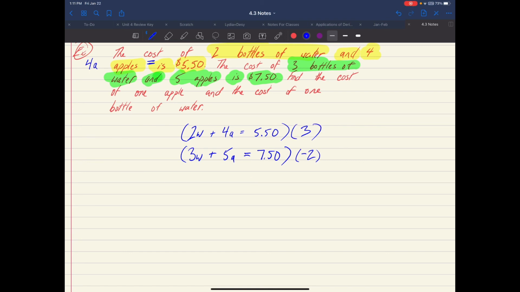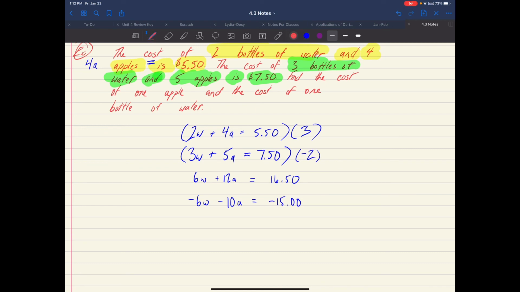So 550 times 3 is 1650. 3 times 4A is 12A. 3 times 2W is 6W. Second equation, negative 2 times 750 is negative 1500. Negative 2 times 5A is negative 10A. Negative 2 times 3W is negative 6W. Again, we don't use those original equations anymore. We use our modified ones. And then we just add these.